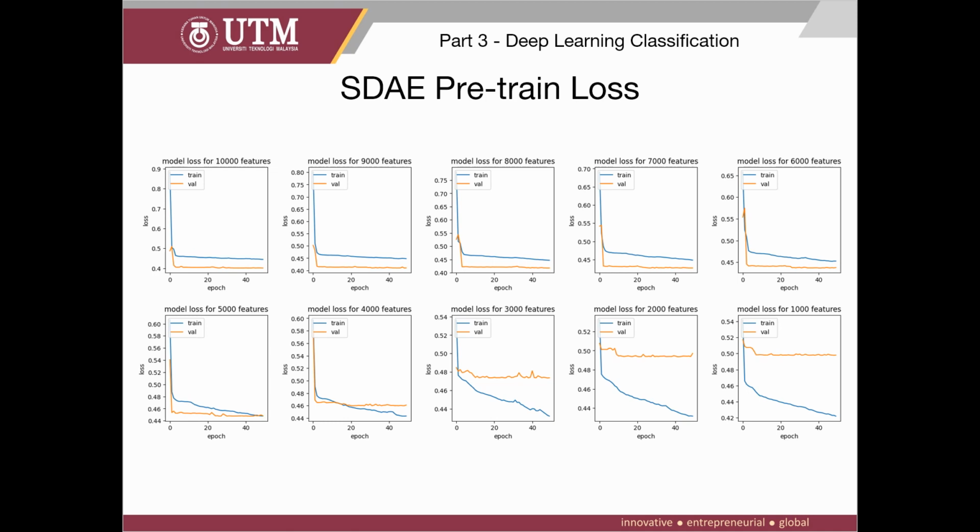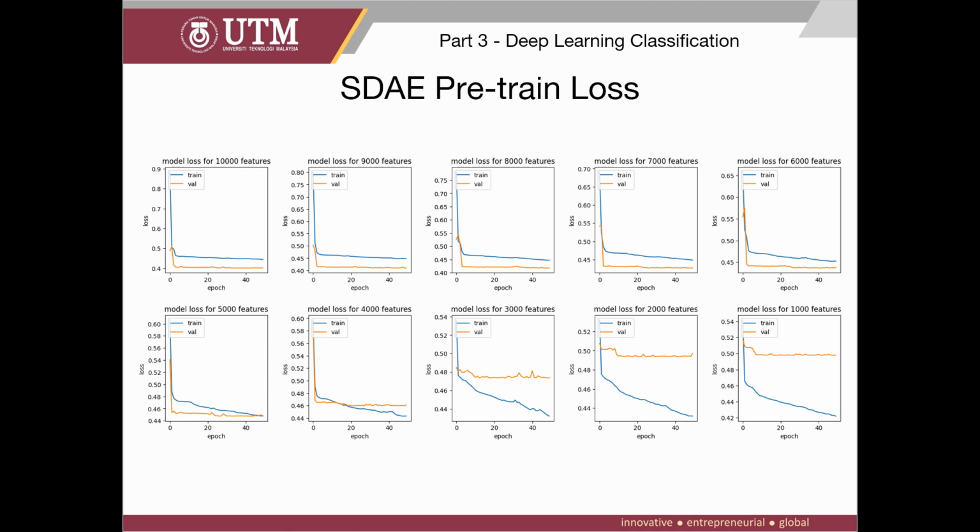From the reconstruction loss graph, we can see that the reconstruction loss values for both the training and validation datasets are quite normal, except for the feature subsets of 1,000 to 3,000 features, in which the reconstruction loss for their validation dataset is higher than their training dataset.